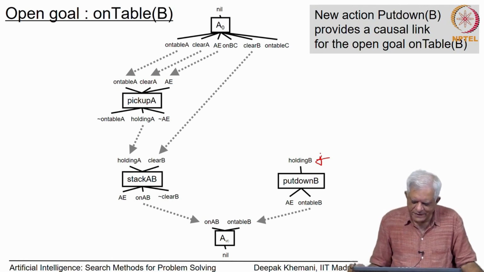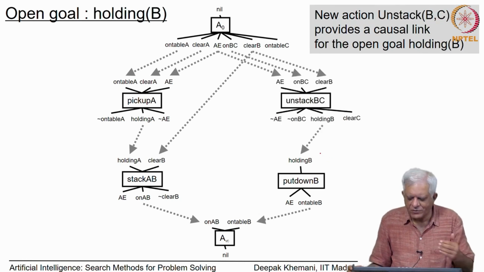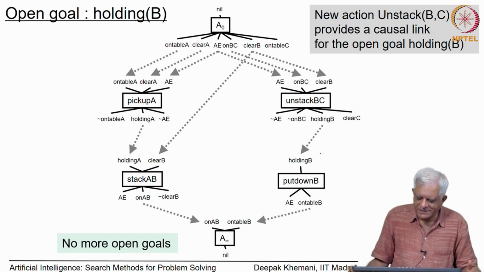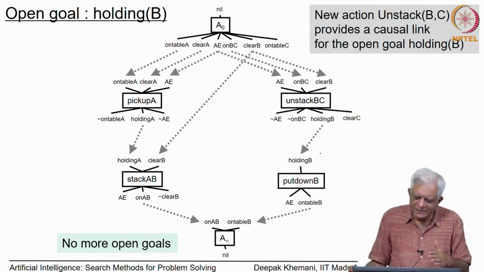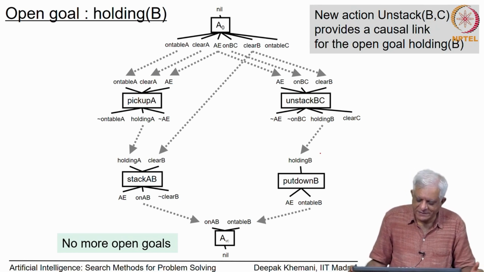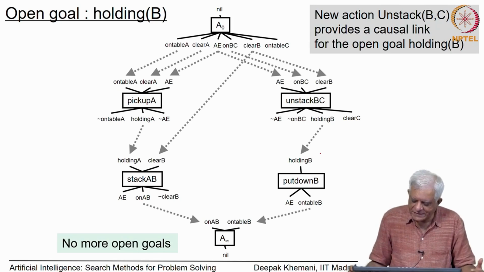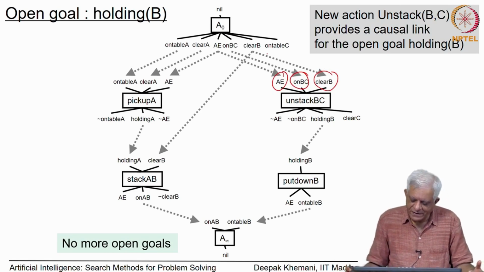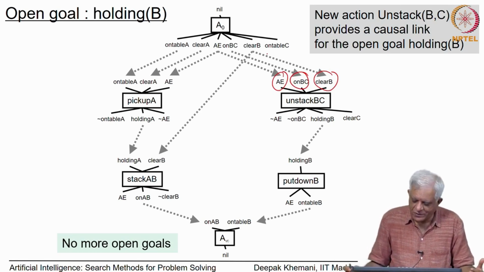And let us say somehow we manage to pick the right action in this case. Maybe we can look at the effects of the start state or maintain that somewhere to guide search in a way so that we only select meaningful actions. But even if we can't do that, we can always backtrack and try something else. So, the action that we have added now is unstack B from C, and the preconditions for this action, which are arm empty, on BC, clear B, are all true in the start state, and at this point we have solved all open goals. There are no more open goals in the plan.